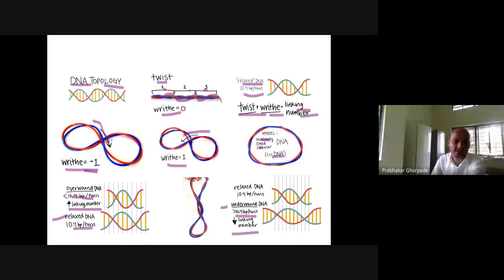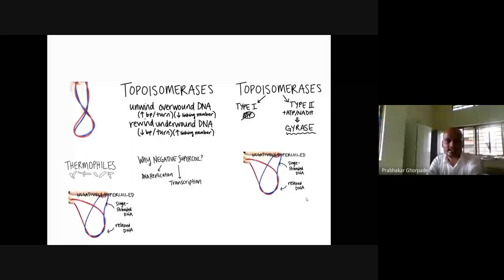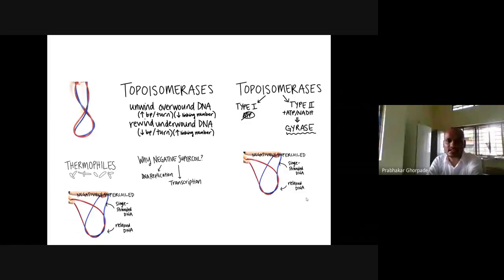Okay, so you should remember: if DNA is overbound, base pairs per turn are less than 10.4 and the linking number is greater. If it is underbound, base pairs per turn are greater than 10.4, and the linking number decreases. Topoisomerase: unwinding the overbound DNA increases the base pairs per turn and decreases the linking number. Rewinding the underbound DNA decreases the base pairs per turn and increases the linking number. Topoisomerase 1 doesn't require ATP, but type 2 topoisomerase requires ATP, and gyrase.